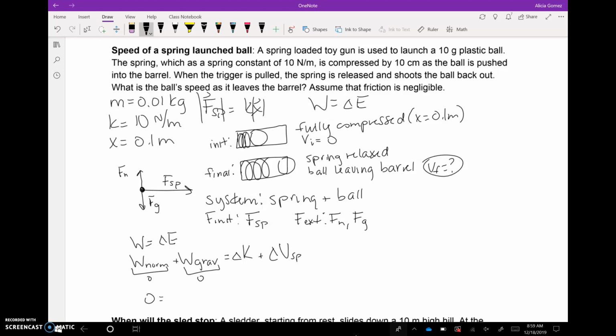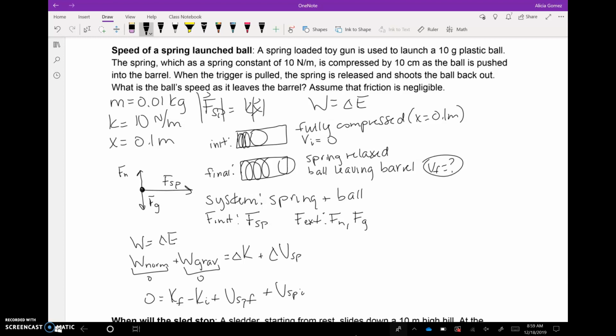And that's going to equal our change in kinetic energy, so that's our final kinetic minus initial kinetic, plus our change in spring potential. So that's our spring potential final energy plus spring potential initial. Maybe kind of annoying subscripts here, but nonetheless, it'll be convenient to figure out if any of these are 0.